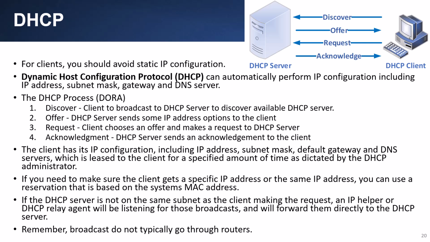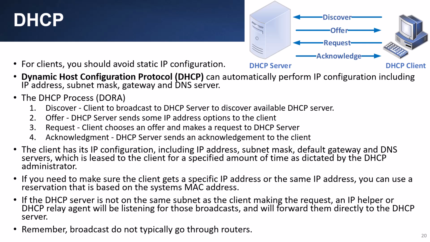Dynamic Host Configuration Protocol, or DHCP, can automatically perform IP configuration, including IP address, subnet mask, gateway, and DNS server. The DHCP process, DORA, is short for Discover, Offer, Request, and Acknowledgement. Step 1, the client broadcasts to discover available DHCP servers. Step 2, the DHCP server sends some IP address options to the client. Step 3, the client chooses an offer and makes a request to the DHCP server. Step 4, the DHCP server sends an acknowledgement to the client.